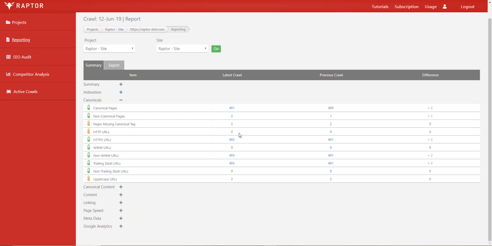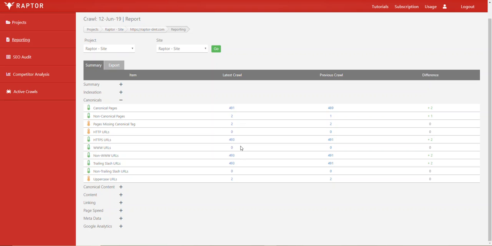For example, our site could be accessed via HTTP if there weren't a redirect in place preventing that from happening, and you can see that all of our pages are HTTPS. We have chosen not to use the www, which means that all of our pages show as non-www. We use a trailing slash at the end of every one of our URLs, and so there's no trailing slash duplication. And unfortunately, we have two URLs that have uppercase characters, which is an issue that we would need to fix.